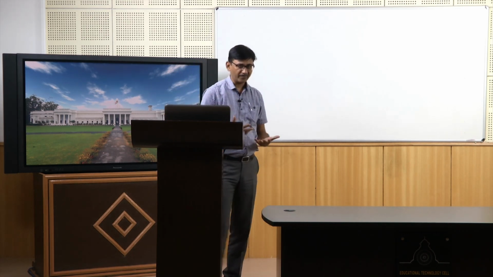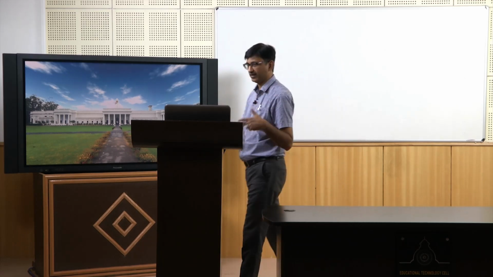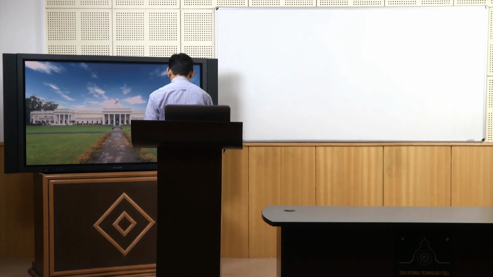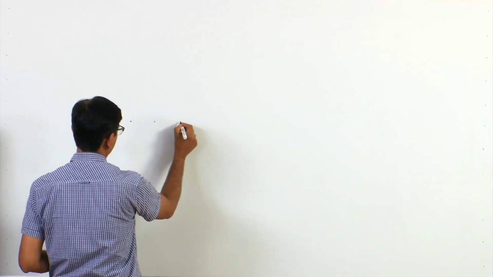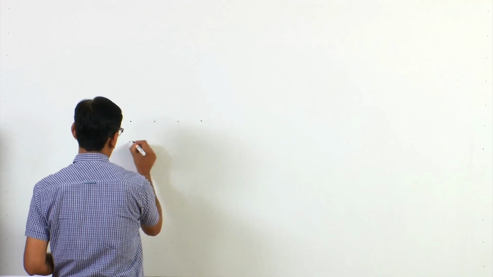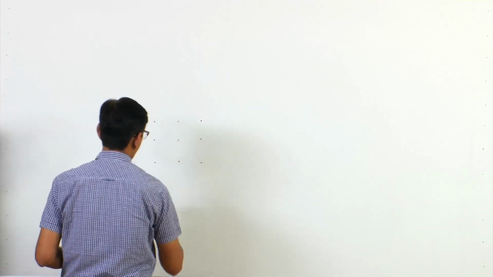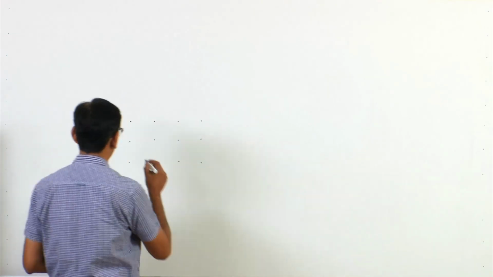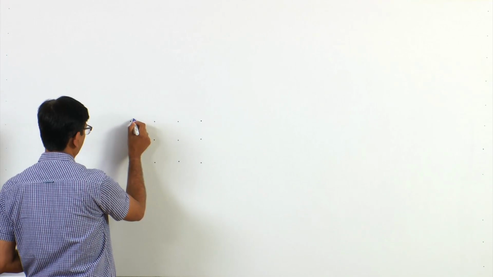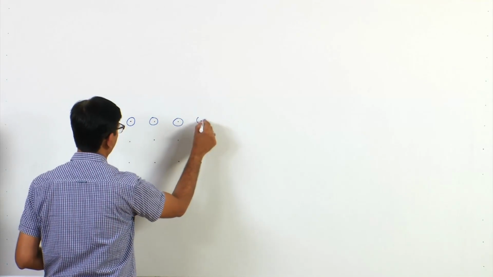If you want to see a vacancy, it means in the regular arrangement you have lattice points, and on each lattice point you should have an atom. So, suppose this is a lattice, and of course, as we already discussed when we were discussing crystals, on each lattice point I am putting an atom here.